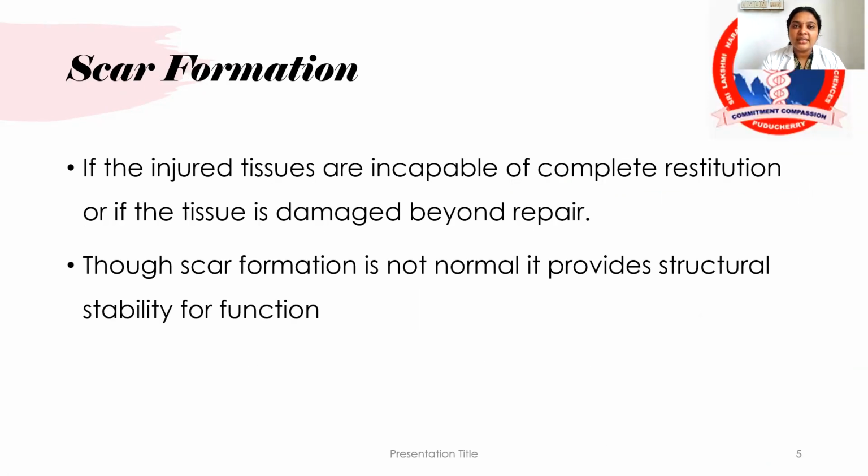So, what occurs if the regeneration is a failure? That is, if the injured tissues are incapable of complete restitution or if the tissue is damaged beyond repair, then it results in scar formation. Scar formation provides structural stability for function, but it cannot completely resuscitate the tissue which is lost. It just provides the structural stability.